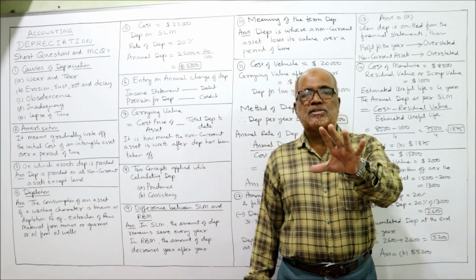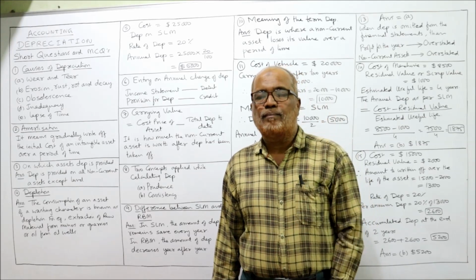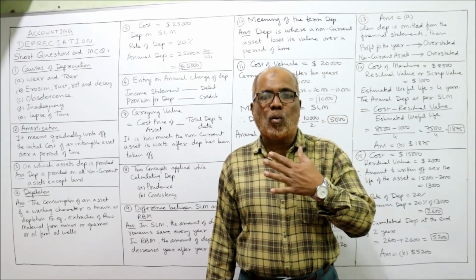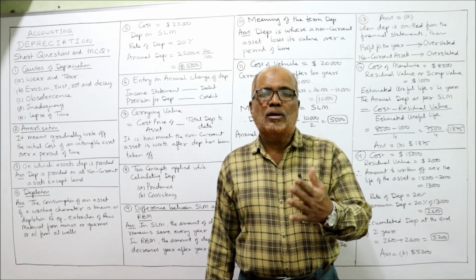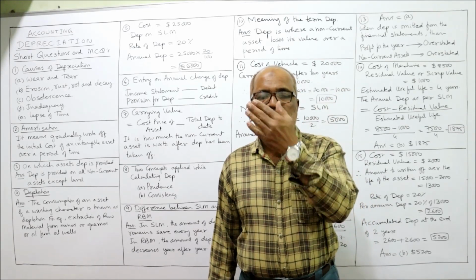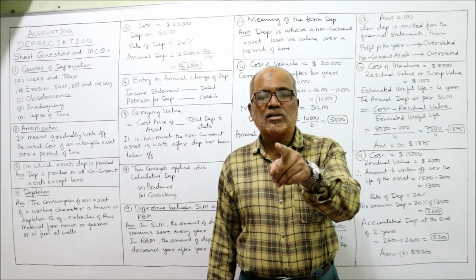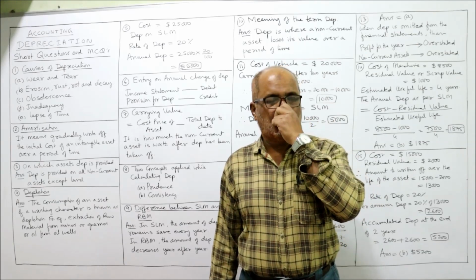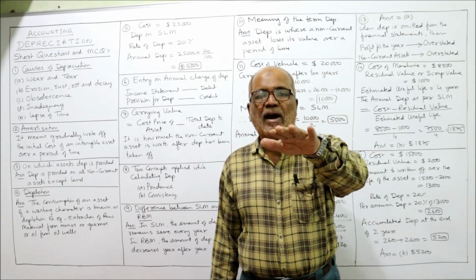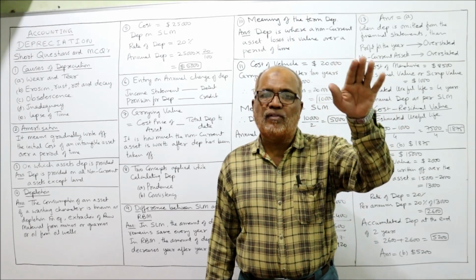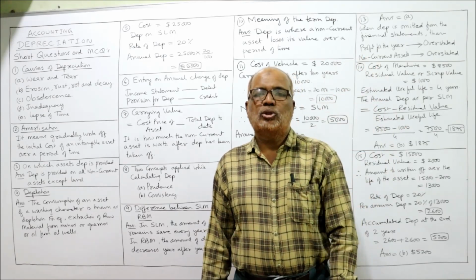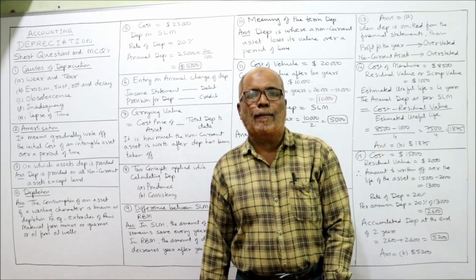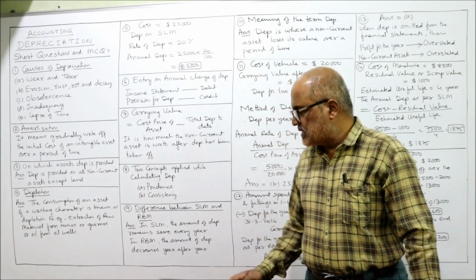The prudence concept says the profit and assets should not be overstated. So if we do not provide depreciation, the profit and the assets will be overstated. That's why we have to provide for depreciation. By providing depreciation, the value of the asset will come down and the profit will also come down. So the two accounting concepts applied for calculating depreciation are prudence concept and consistency concept.